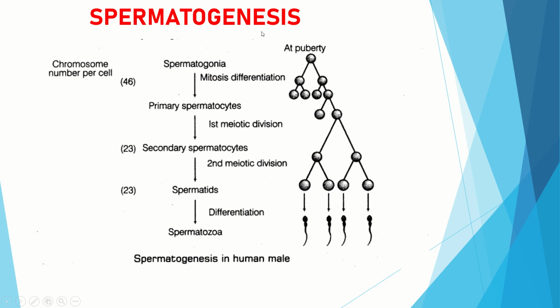Spermatogenesis has three phases. One is the multiplication phase, next is the growth phase, and then the maturation phase. Up to this point is called the multiplication phase, here it is called the growth phase, and these are said to be the maturation phase. Due to mitotic cell division, we take one cell in the germinal epithelium.